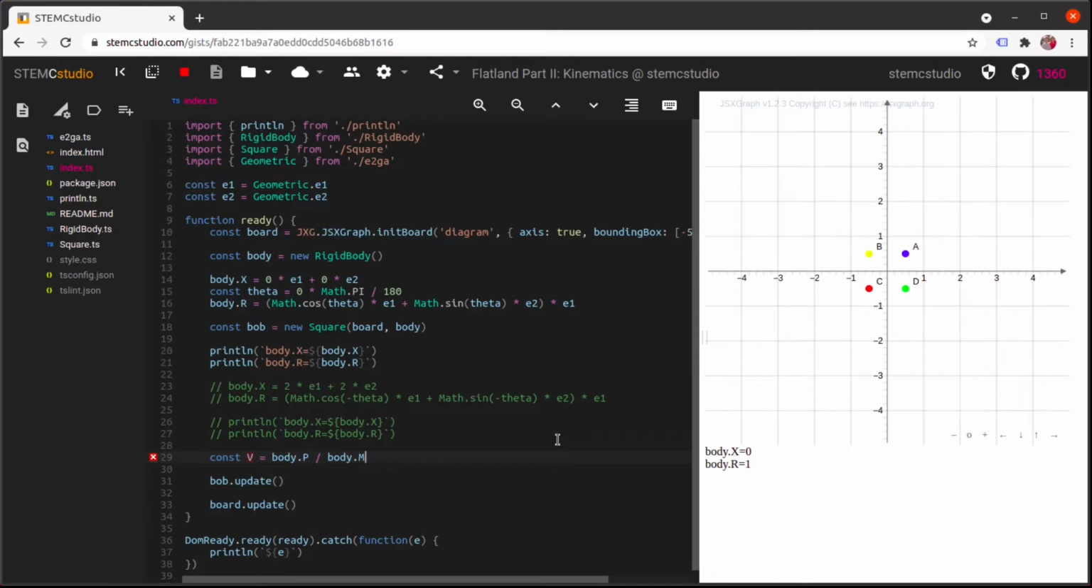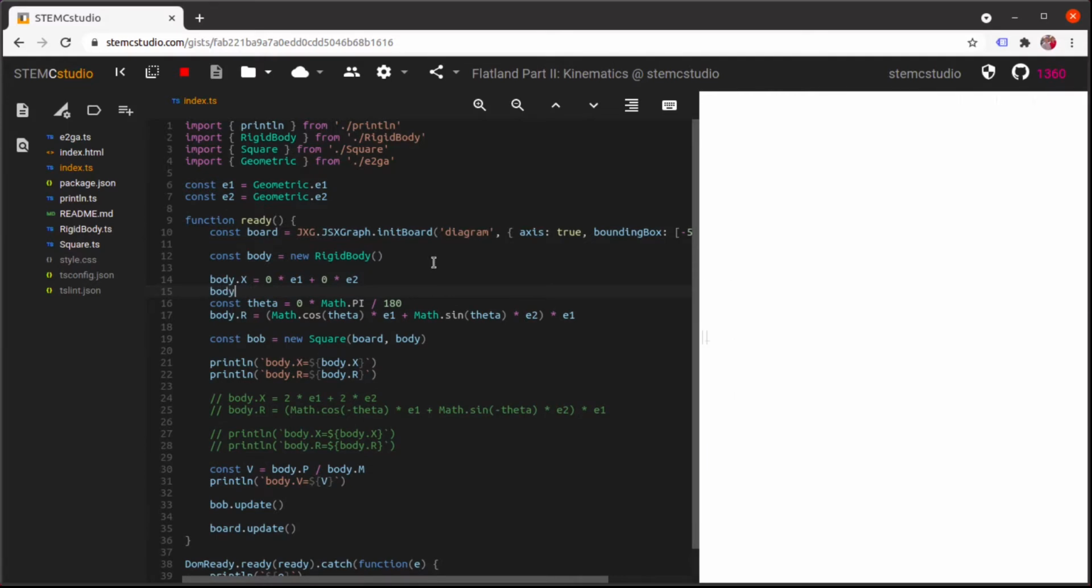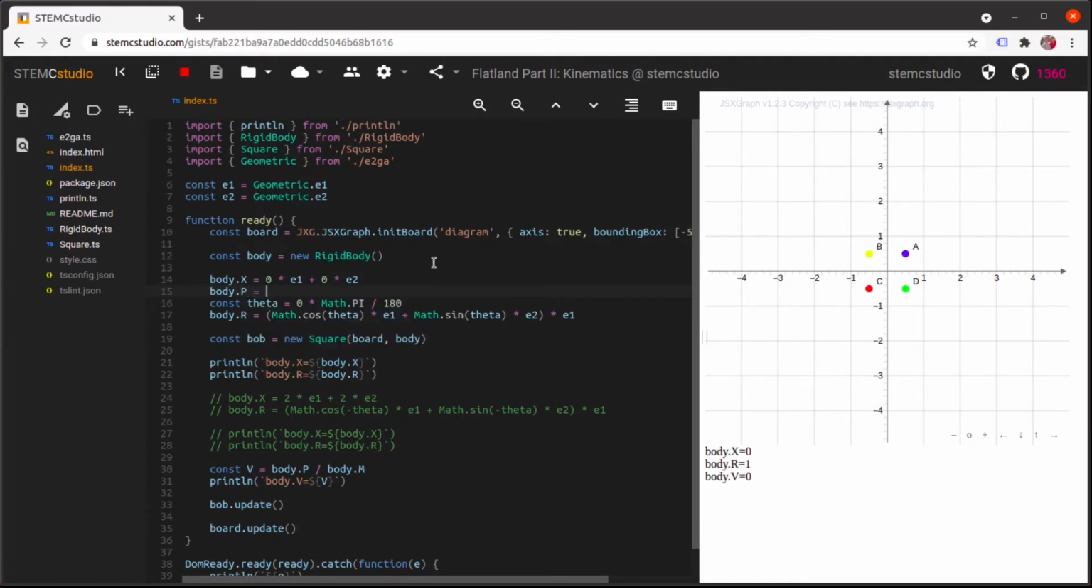Okay, now I have a concern that this may not work because we haven't fully implemented the division property correctly. So let's do a little bit of testing, and if necessary, we can make some adjustments. So I'm going to print v, which is just v. Okay, what do we get? So v equals 0. Let's test it out a little bit by giving the body some momentum. So let's make body dot P equal, let's say, 1 unit in the E1 direction.